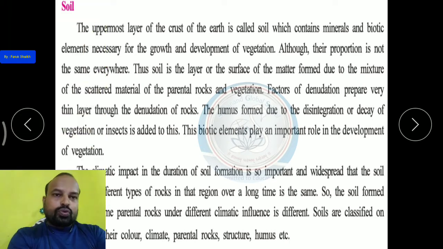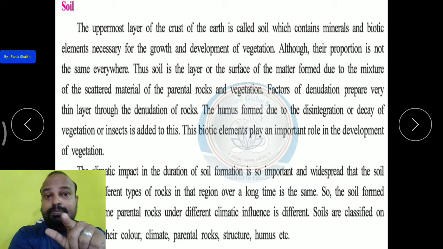Now, what is soil? Previously we have learned how soil is formed, soil जमीन कैसे बनती है, and now what is soil? The uppermost layer of the crust of the earth is called soil, which contains minerals and biotic elements necessary for the growth and development of vegetation. Minerals and biotic elements are most important for the growth and development of vegetation.